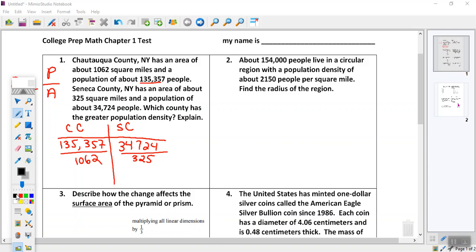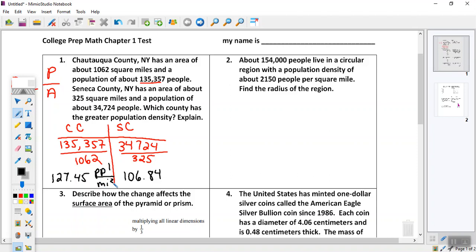Haven, what'd you get for Chautauqua County when you take this population divided by the area? 127.45. 127.45, and that would be people per square mile, right? Okay. Maddie, have you got the other one for me there, kiddo? 106.84. I haven't put any units on this yet, but we understand that this is people per square mile, right? So the question becomes, which county has the greater population density?